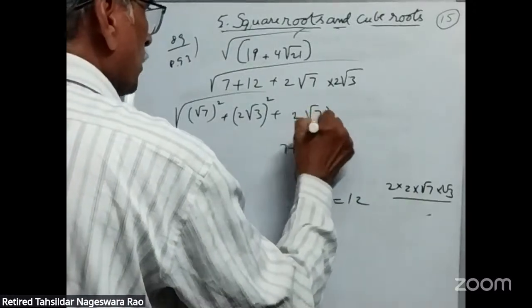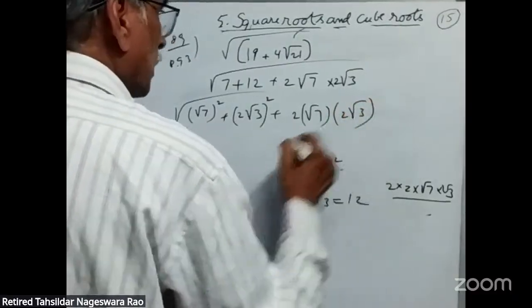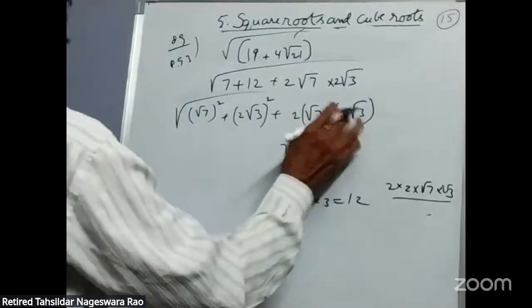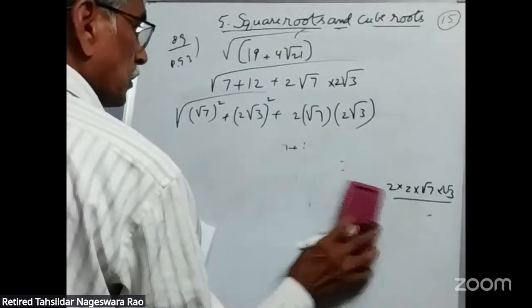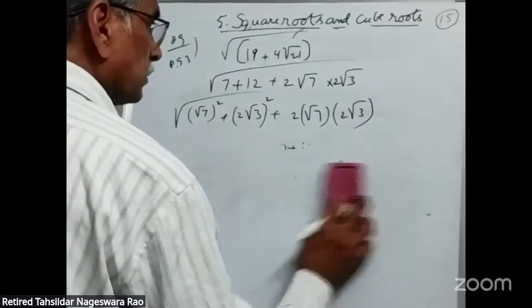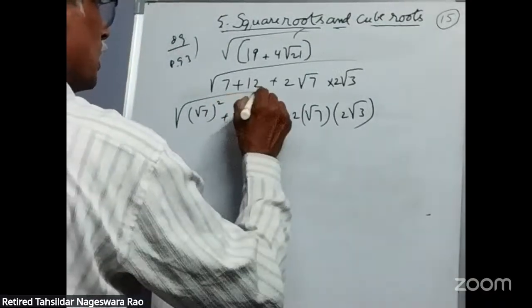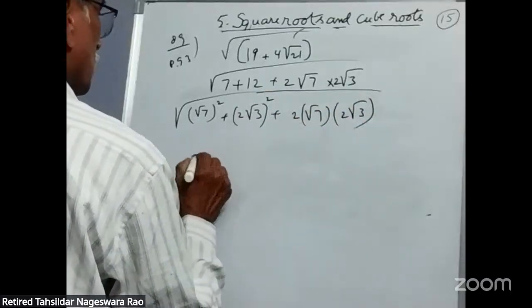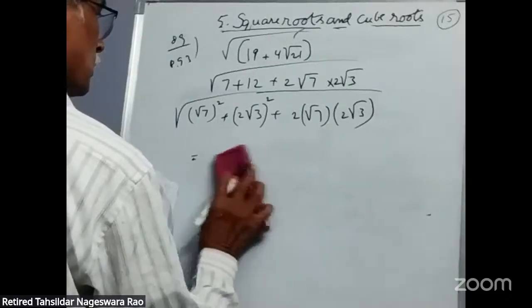2√7, 7 is one term, √7 is one term. 2√3, the entire 2√3, is another term, because here, b, (2√3) whole square we have written. So this is in the form of a² plus b² plus 2ab. That will be (a plus b) whole square.